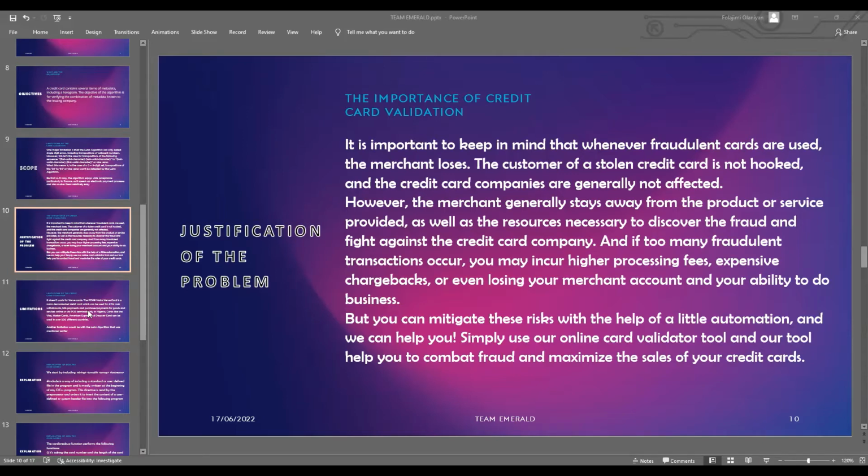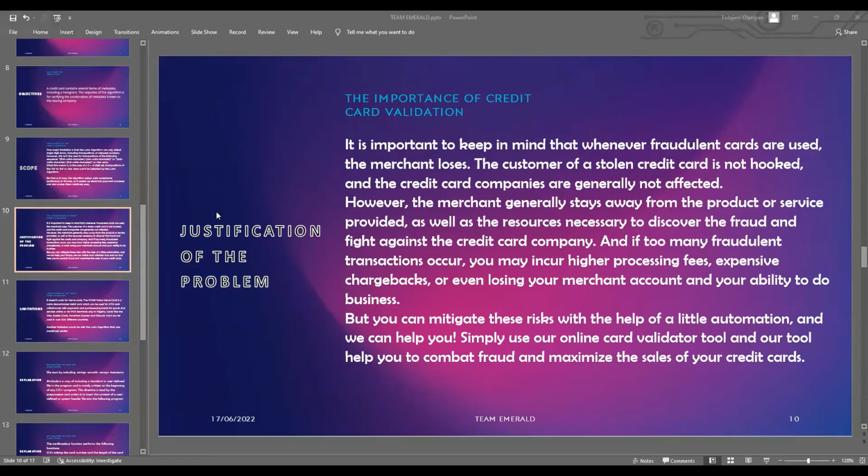And if too many fraudulent transactions occur, you may incur higher processing fees, expensive chargebacks, or even lose your merchant account and your ability to do business. But you can mitigate these risks with the help of a little automation, and we can help you simply use our online card validator tool to help you combat fraud and maximize the sales of your credit cards.